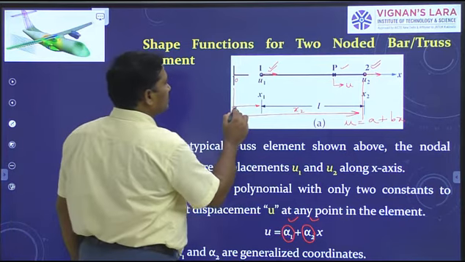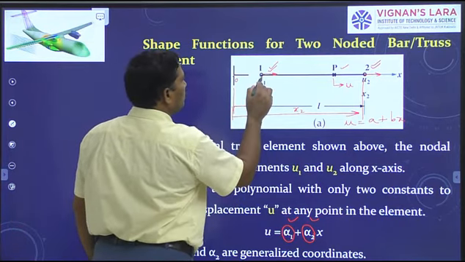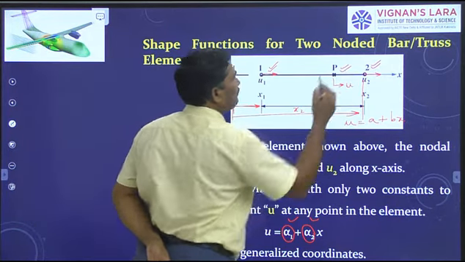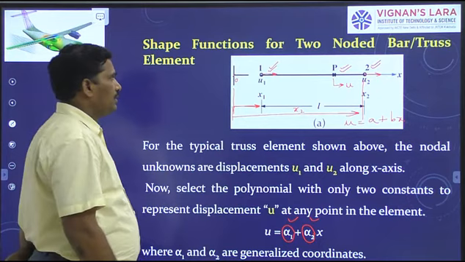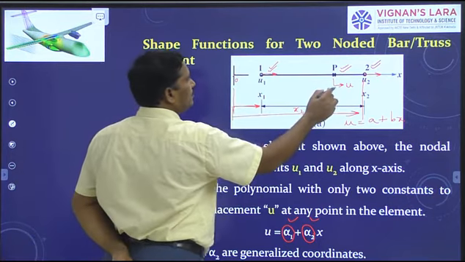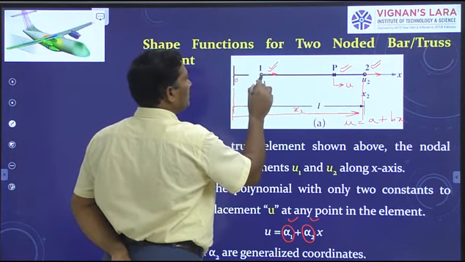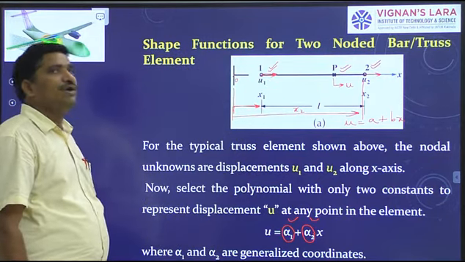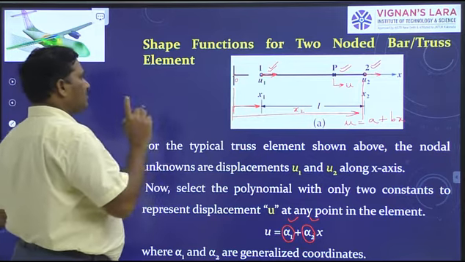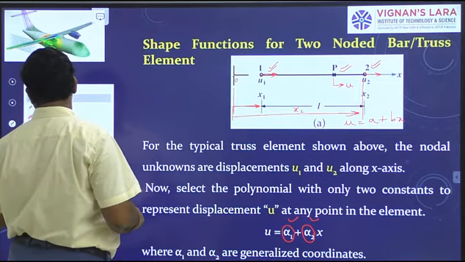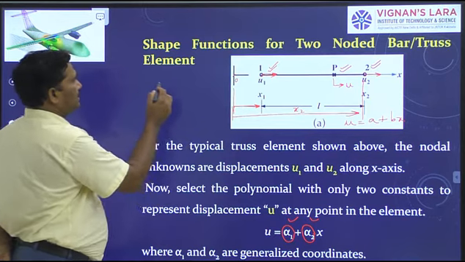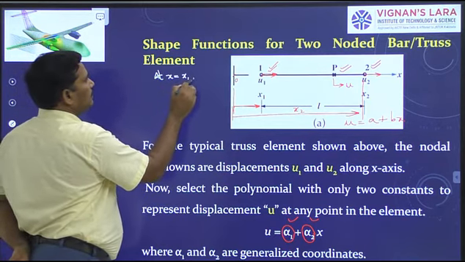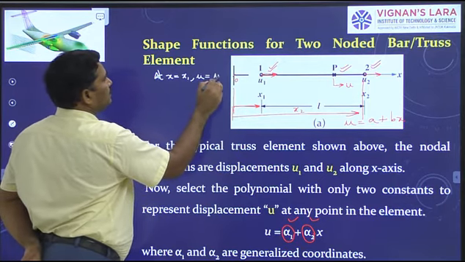At x equals x1, u equals u1. What is u here? Displacement of the point of interest. At x equal to x1, u equals u1. This is one condition.